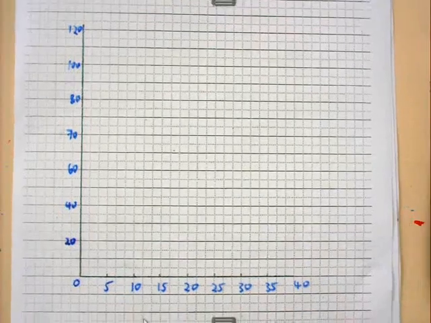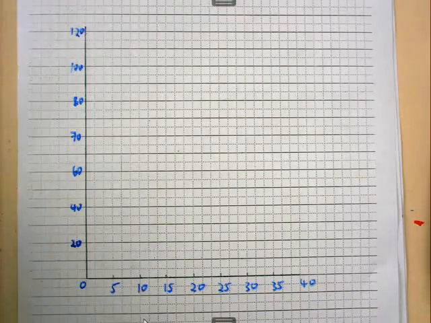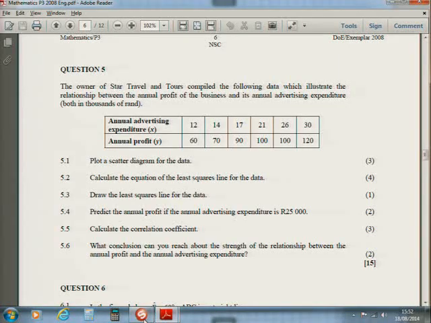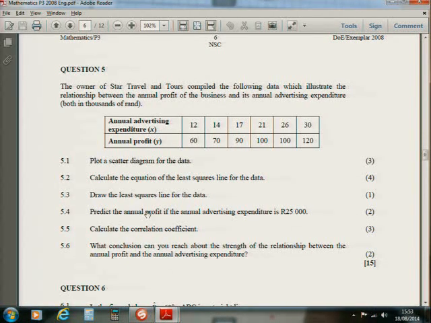Yes, are you all happy with what you have drawn there? I said use a ruler because this should be very, very accurate. Let's go back to our question. There is our question. Plot a scatter diagram for the data. So on your scatter plot there, what do you have? Your axis. The horizontal one is what? Annual advertising expenditure. I'm writing it. Good. And the vertical one, remember the Y one, is annual profit.